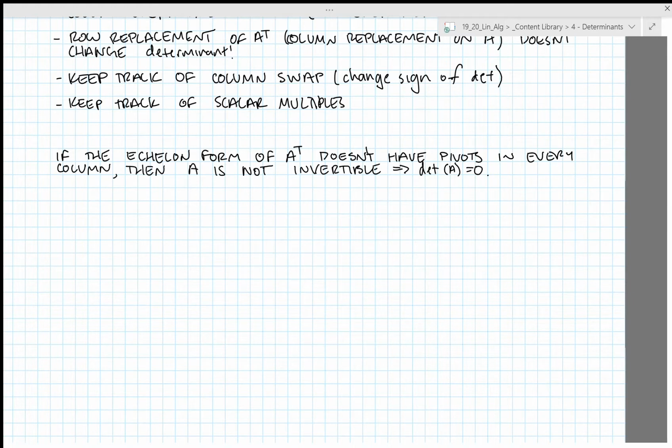And what we said earlier was that if a matrix isn't invertible, it will have a determinant that's 0. So let's think about the other way to say it. If a matrix is invertible, then if matrix A is invertible, the echelon form of A transpose has a pivot in every column.